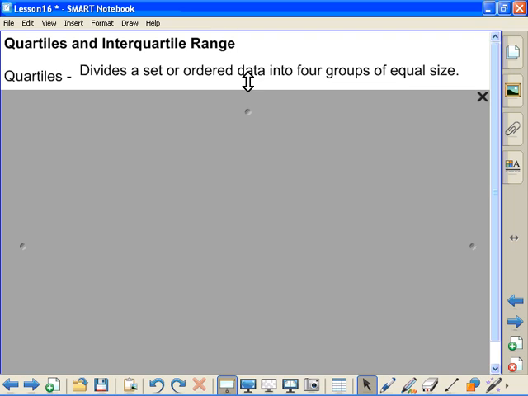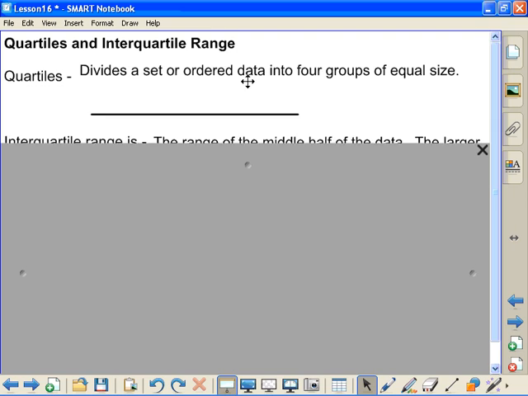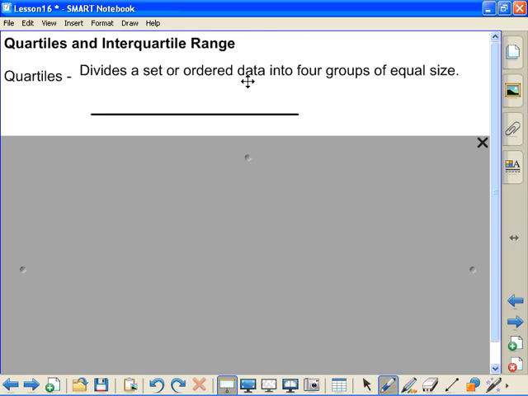Simply put, a quartile takes a large set of data and allows us to put it into four groups of equal size. So with quartiles, we're dividing the data into four sets. What it looks like in a diagram: we have our lowest datum and then our highest datum. So we're going to arrange the data in sorted order.